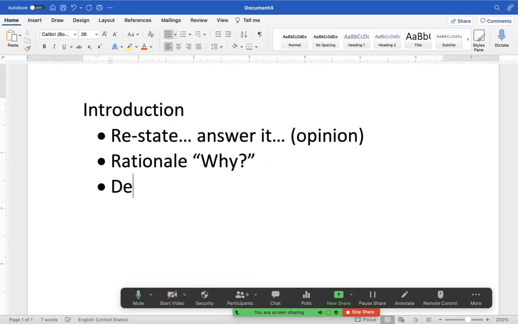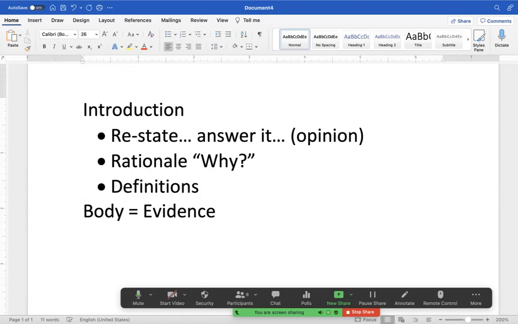Another thing you do in your introduction, there might be some definitions that you want to clear up. Now, after that will be your body. This is important because that's where you provide evidence in APA 7th edition format.